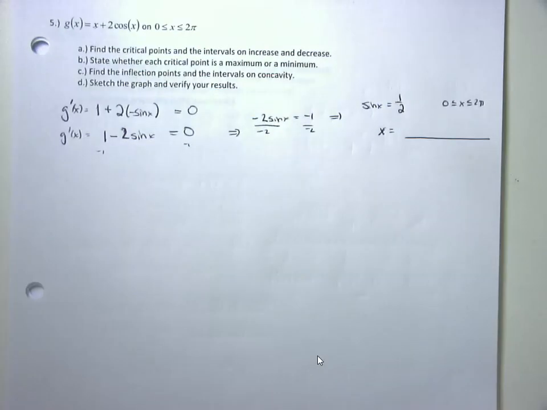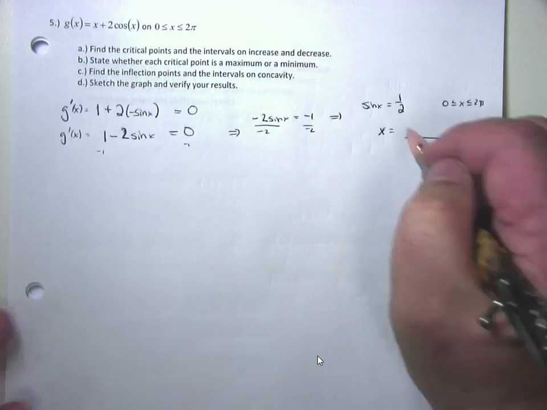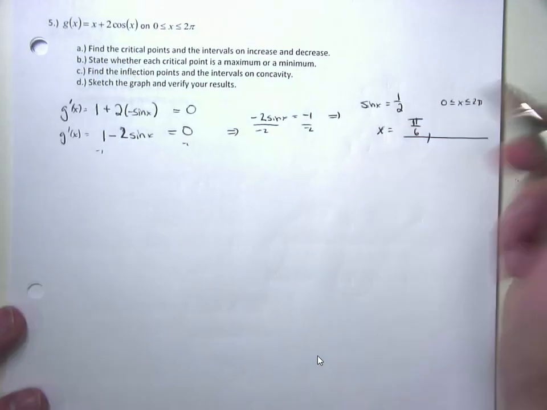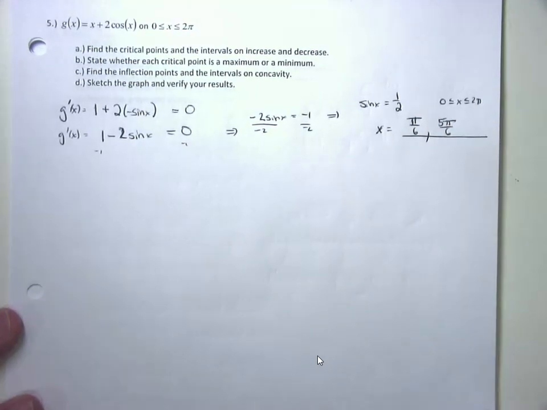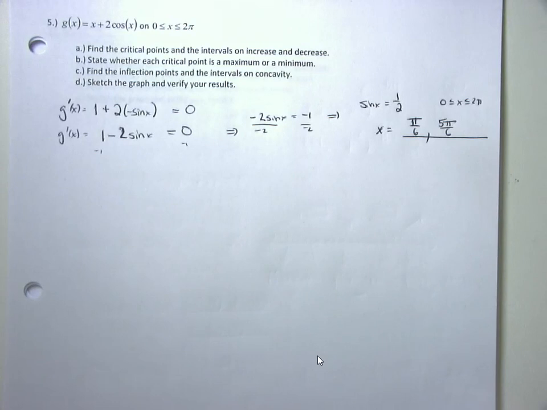Tell me all the angles between 0 and 2 pi where sine is equal to 1/2. Well, one first place is in the first quadrant. What is it? Outstanding. Pi over 6. Where else? 5 pi over 6. And that's it. It's 2 spots. Pi over 6 and 5 pi over 6.